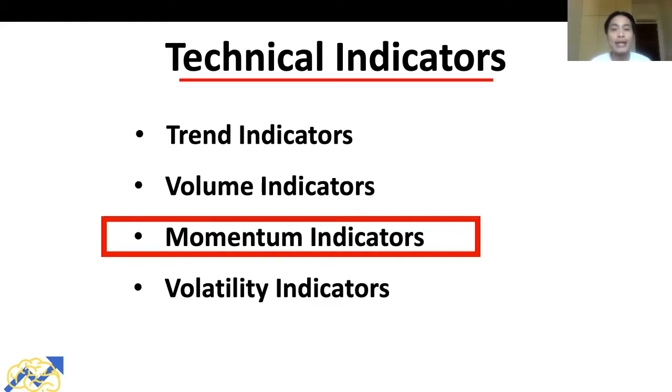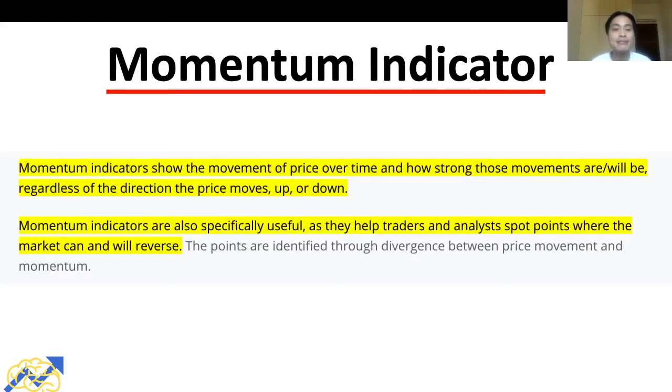So what is a momentum indicator? A momentum indicator shows the movement of price over time and how strong those movements are and will be, regardless of the direction the price moves, up or down. Momentum indicators are also specifically useful as they help traders and analysts spot points where the market can and will reverse, right? So that is a momentum indicator.